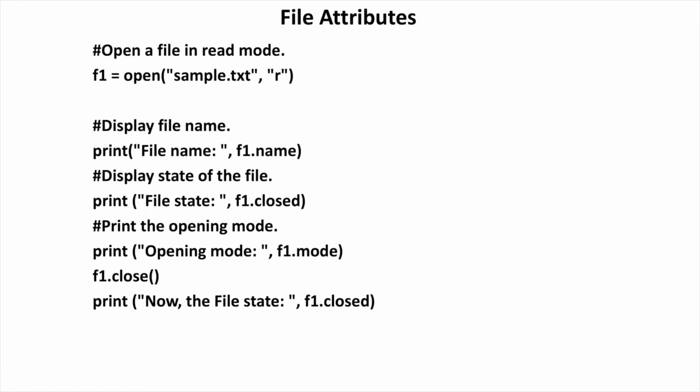So, here you can see a sample script which will let us understand the mode in which the file has been opened, what is the name we have given the file, and to check whether the file is in closed mode or open mode. So, when you run the script, you can see the output based on the mode in which the file is opened and the name you have given.